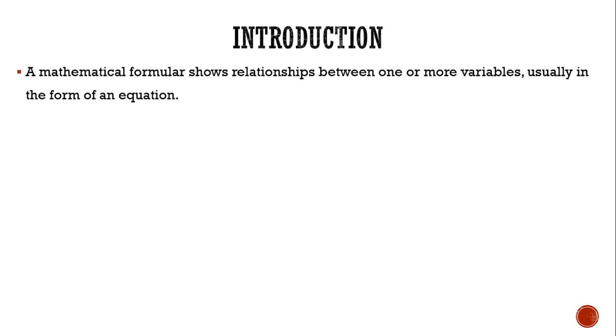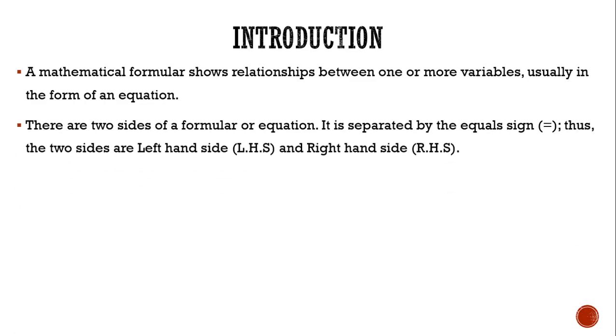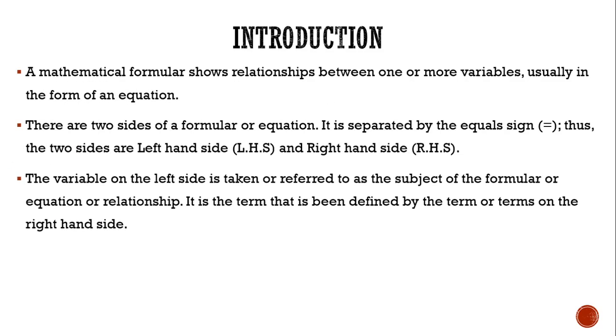A mathematical formula shows relationships between one or more variables, usually in the form of an equation. There are two sides of a formula or equation, separated by the equal sign. Thus, the two sides are the left-hand side and the right-hand side. The variable on the left side is referred to as the subject of the formula, equation or relationship. It is the term that is being defined by the term or terms on the right-hand side.